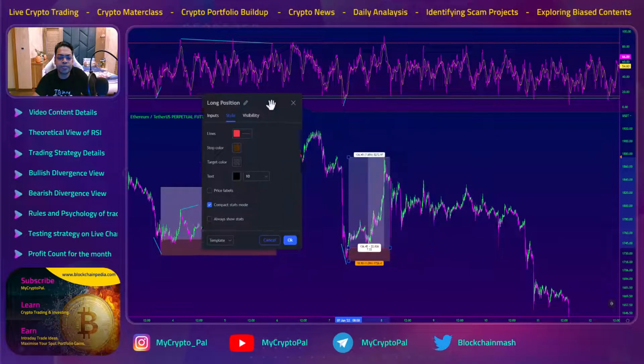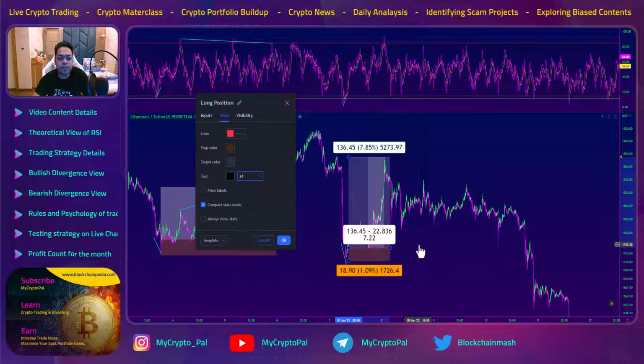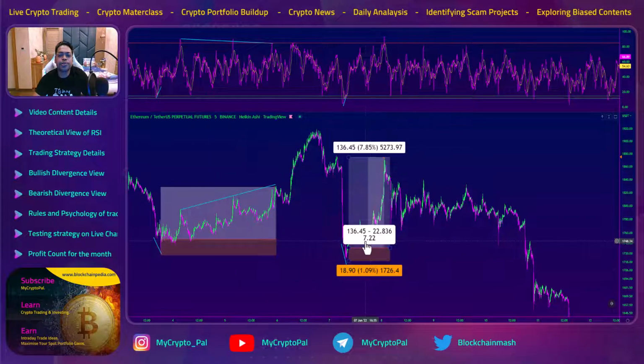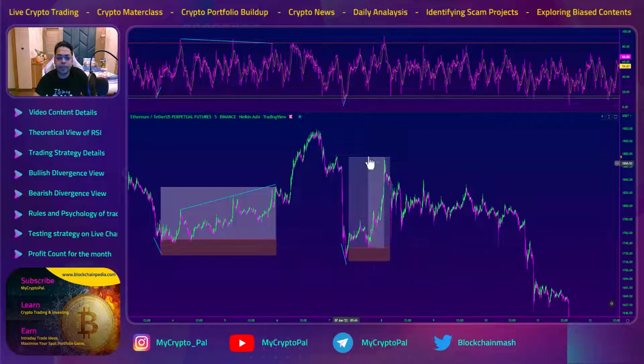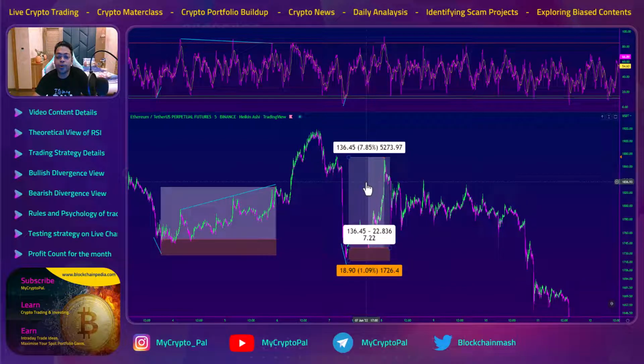I do not know if you can see this or not, but you see the risk to reward ratio over here is 7.22. What this means is that whatever is your stop loss, that is your risk, and whatever is your profit is your reward. Okay, so your reward divided by the risk gives you the ratio over here.